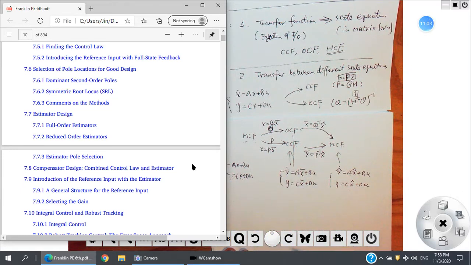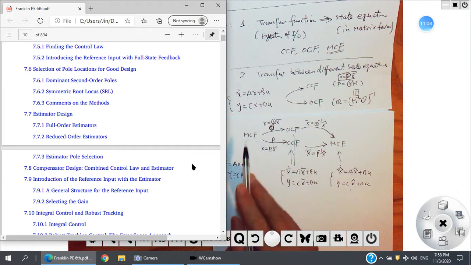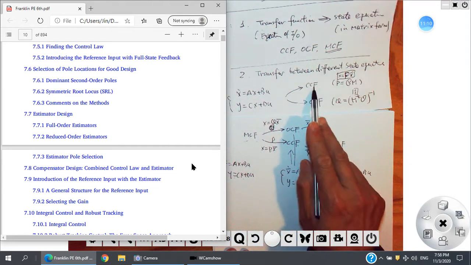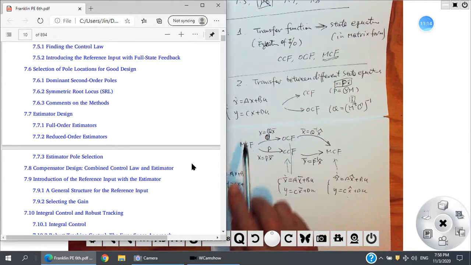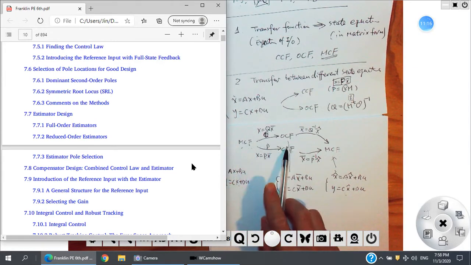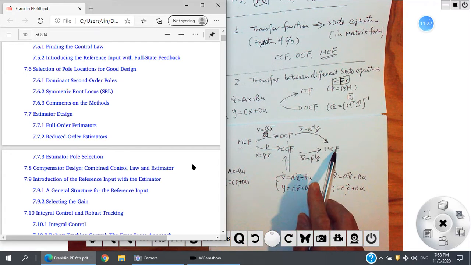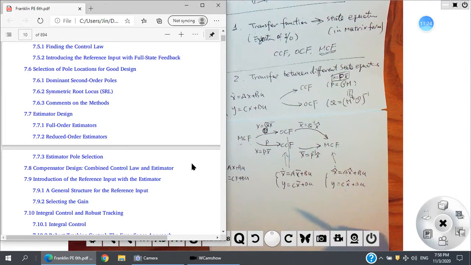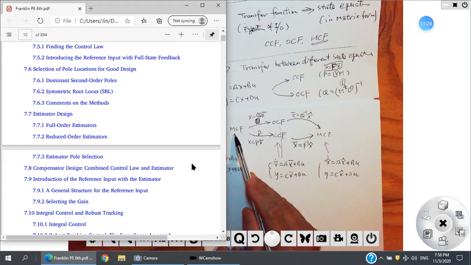So this one is the same as this one, but this is different. All right. So you can change from any kind of system to this one, and if this one is an MCF, you can go to OCF or CCF, and then from OCF or CCF you can go back to MCF.